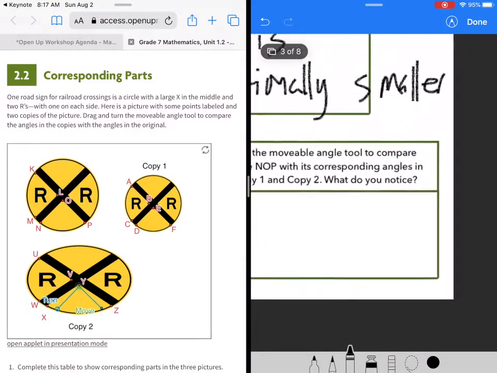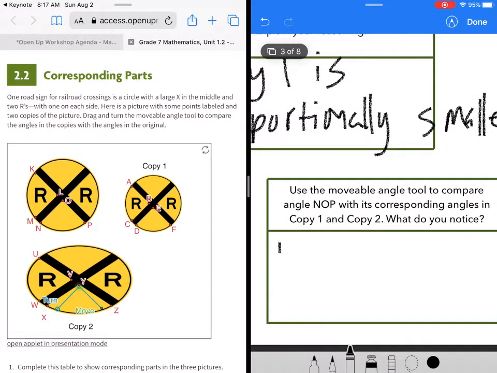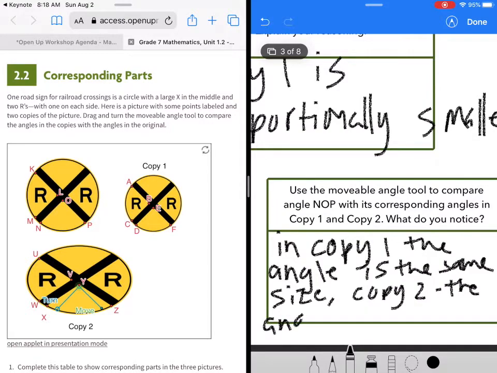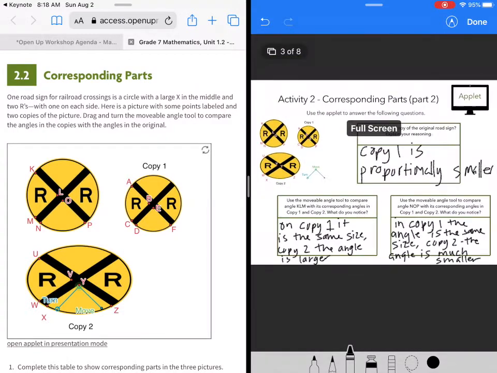So I'm going to go back. What do I notice? In copy 1, the angle is the same size. Copy 2, the angle is much smaller. Which kind of goes along with my squishing from the top theory.